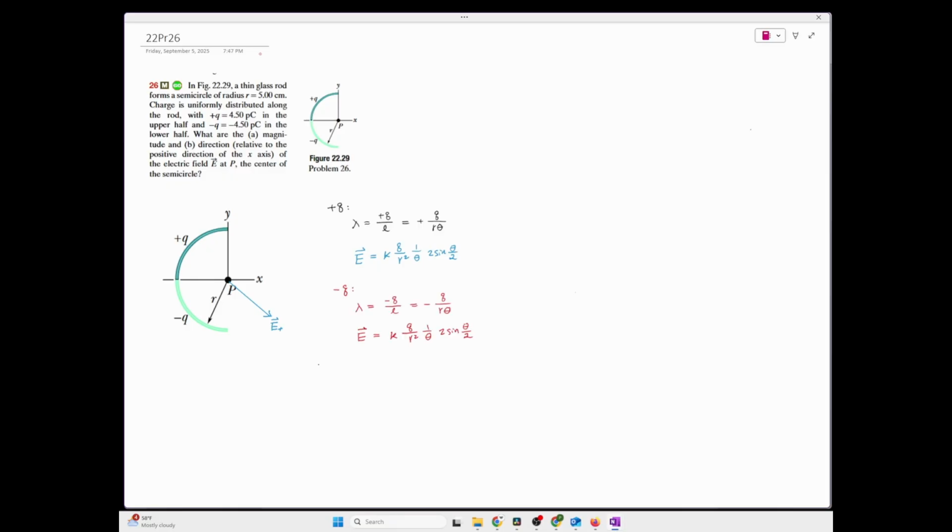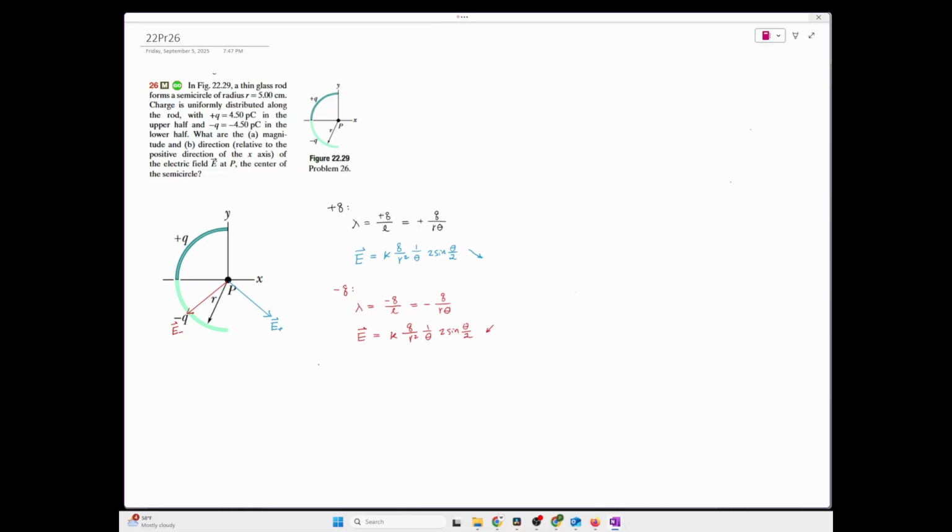Now let's add the direction to the expression for the electric field. For that first electric field, the direction is along the southeast direction. And for the second electric field, because the charge is negative, the direction of the electric field will be pointing southwest. So we now have two vectors, E positive pointing to the southeast and E negative pointing to the southwest. These two vectors have the same magnitude, but of course the directions are different.